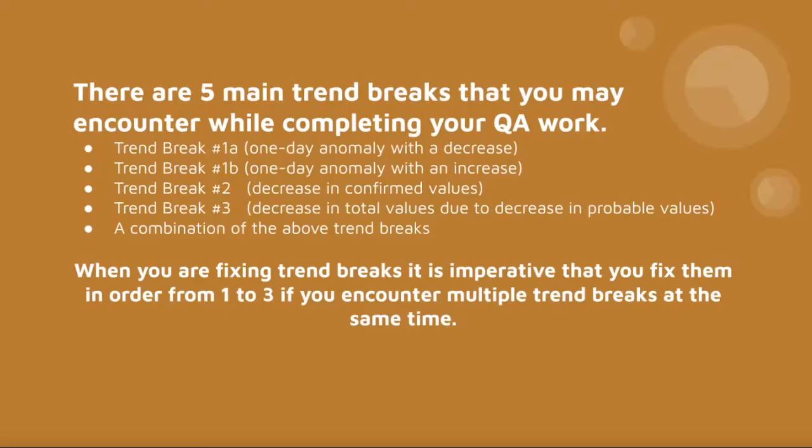So what are the different types of trend breaks? There are 5 main trend breaks that you may encounter while completing your QA work. Trend break 1A, a one-day anomaly with a decrease. Trend break 1B, a one-day anomaly with an increase. Trend break 2, decrease in confirmed values. Trend break 3, a decrease in total values due to a decrease in probable values, or a combination of any of the above trend breaks. It's important to note that when you are fixing trend breaks, it is imperative that you fix them in order from 1 to 3 if you encounter multiple trend breaks at the same time.